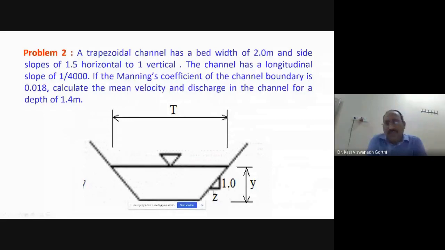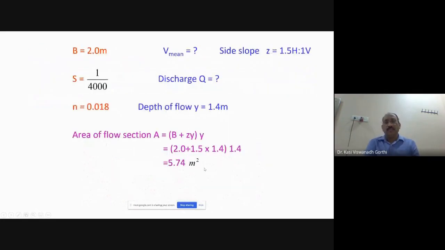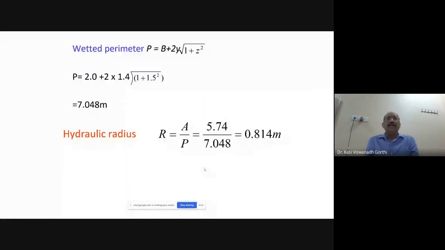How do you get this inclined portion? For one vertical, Z is the horizontal. So for Y vertical, ZY is the horizontal on this side. Similarly, the horizontal component on this side will be ZY. The base is ZY, height is Y. So what would be this portion? Square root of Y square plus Z square Y square. On both the sides, so multiplied by 2. So you get the bottom width B plus 2Y square root of 1 plus Z square.